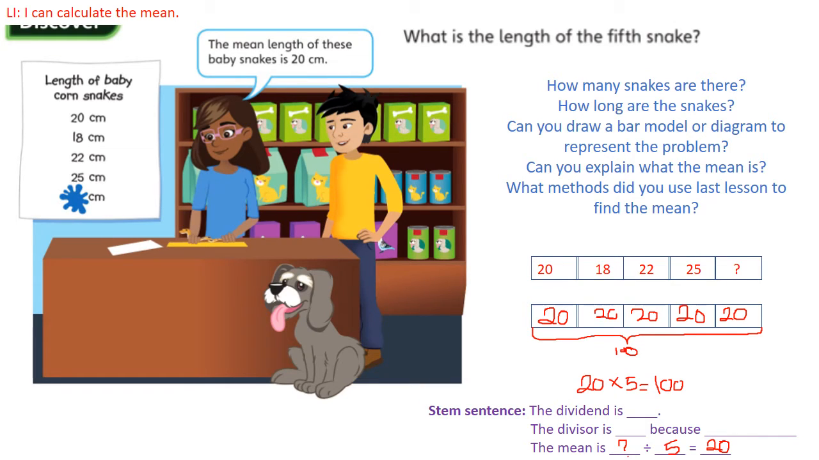So the dividend is 100. The divisor is 5 because that's the number of snakes. So I can put that in there. So 100 divided by 5 equals 20. But I still don't know how long our 5th snake is. But if I can add what these 4 snakes add up to, and I know that 5 snakes add up to 100, I'll then be able to work out what the difference is. So let's try that.